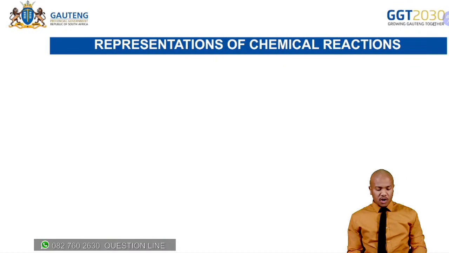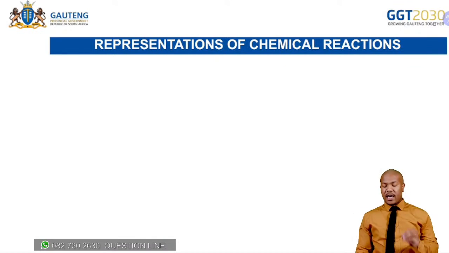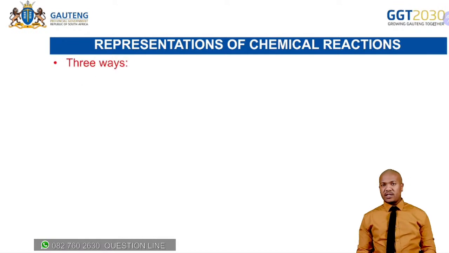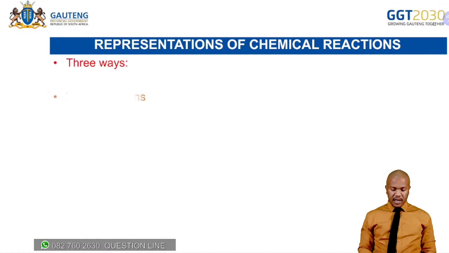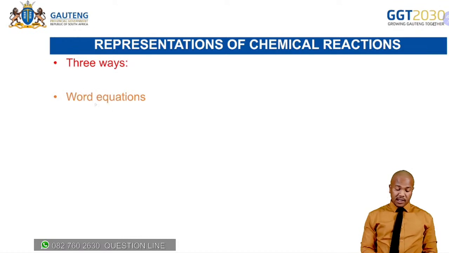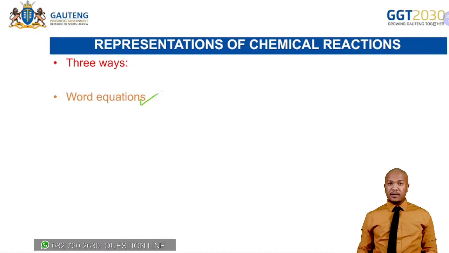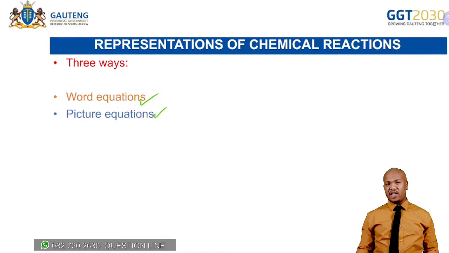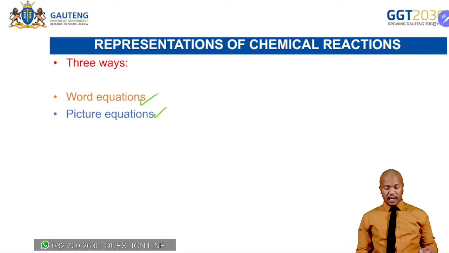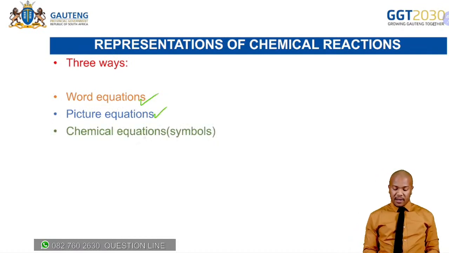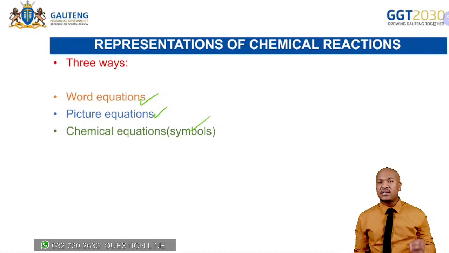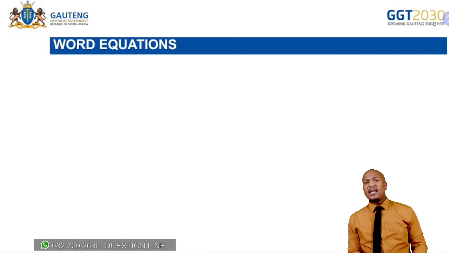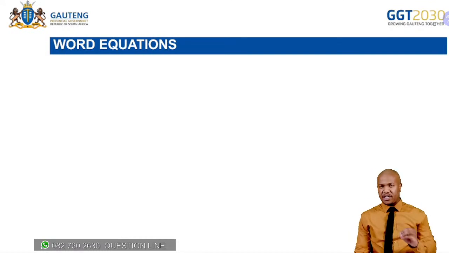Also, when representing chemical reactions, there are three ways of representing chemical reactions. They can be represented in word equations. They can also be represented in picture equations. Not only that, they can be represented also in chemical equations, which are your symbols. Let's start with word equations.